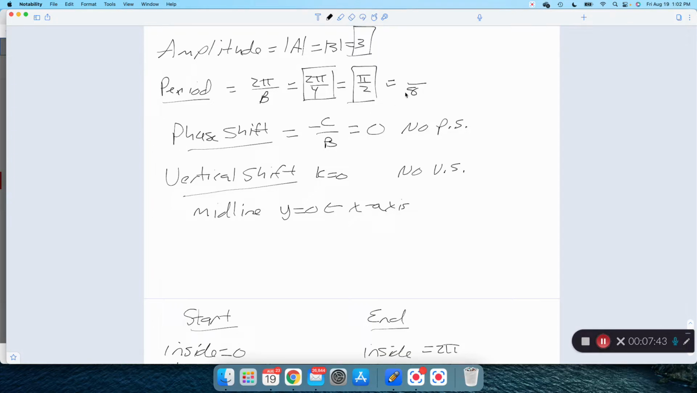So to get 8 on the bottom, I had to multiply the bottom by 4. I'm going to have to do the same on top. Pi over 2 is the same as 4 pi over 8. The pi just came along for the ride.